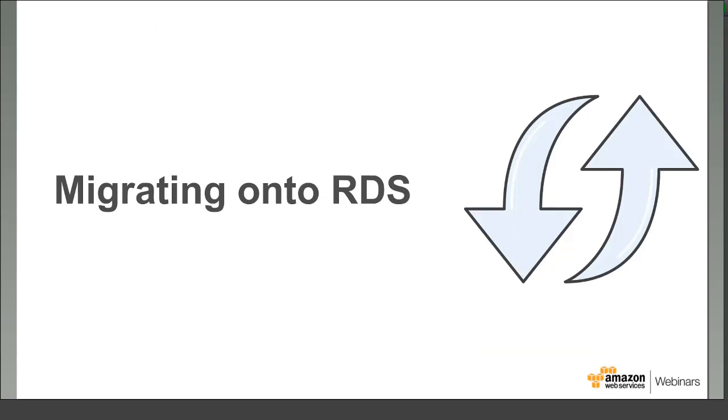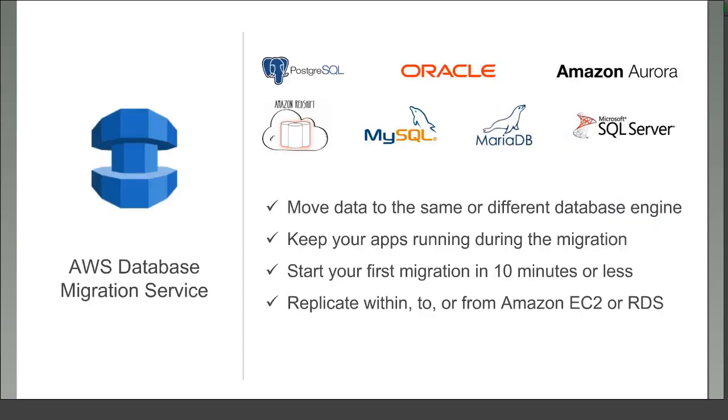So let's talk about how we migrate onto RDS. We already have an existing EC2, or maybe we have MySQL running on premise, and we want to move it into RDS. How do we do that? Well, one way to do that is with the AWS Database Migration Service.